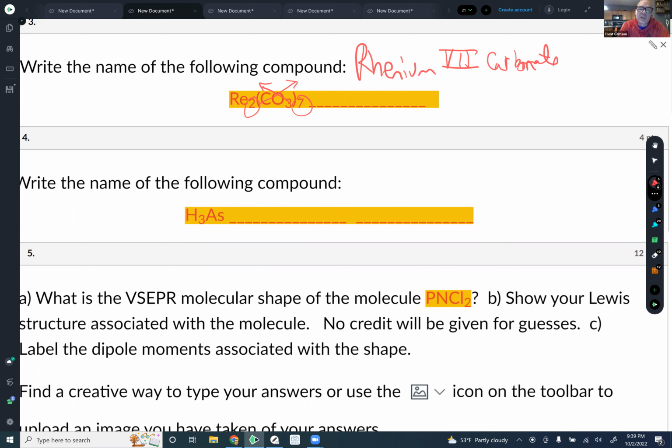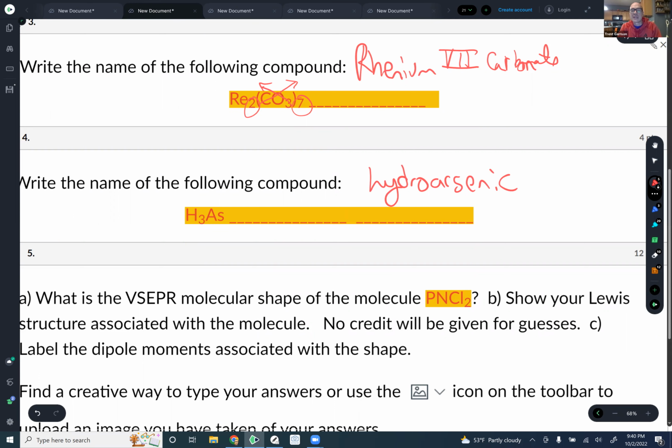This is an acid as well. It's a binary acid. The word is arsenic. Because it is binary, we have to put a hydro in front as the prefix. So we have hydroarsenic acid. You don't need to double the suffix on that one. If you did, it's still correct for spelling purposes.